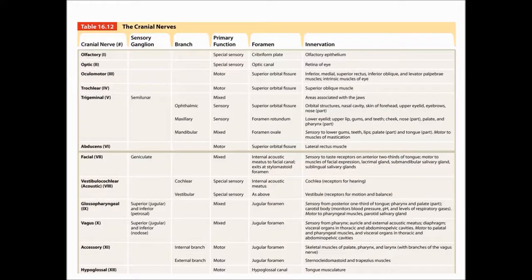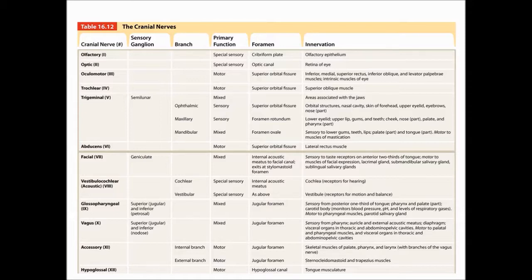This is our anatomy book summary of these structures: ganglia, branches, and so forth. I don't need you to know the foramen for sure, and I won't even refer to those. I do want you to know whether they're sensory, somatic, or sensory or motor mixed, and I will tell you a little bit about each one as we go through the different slides.